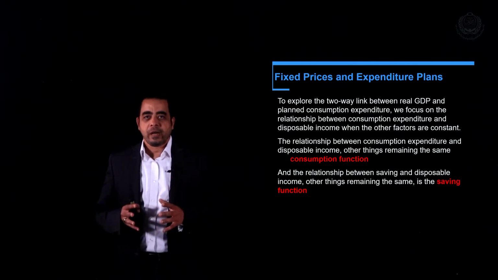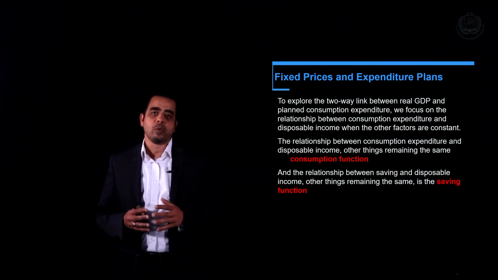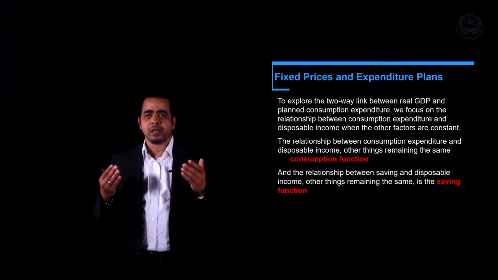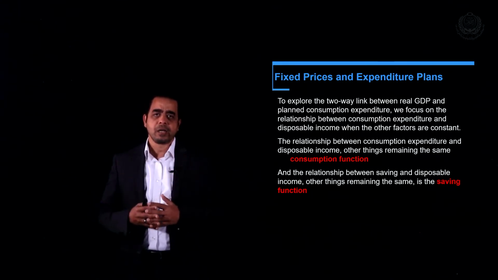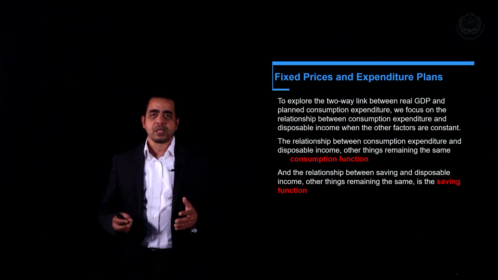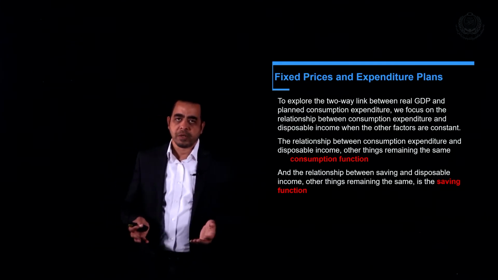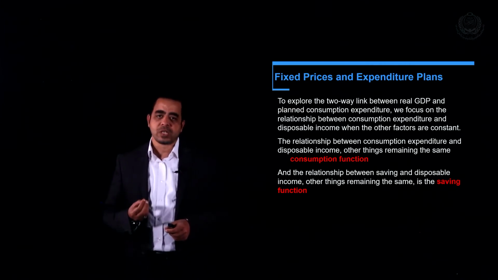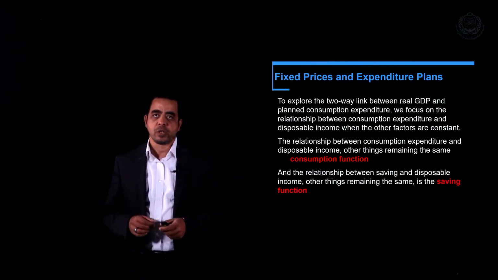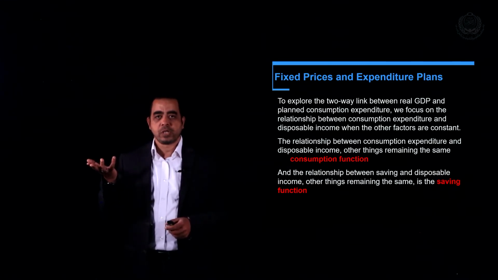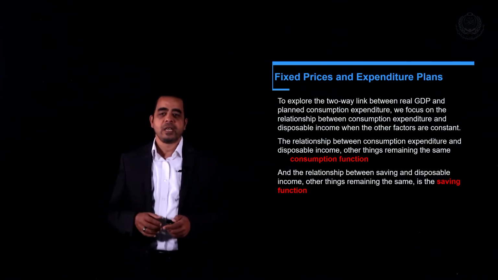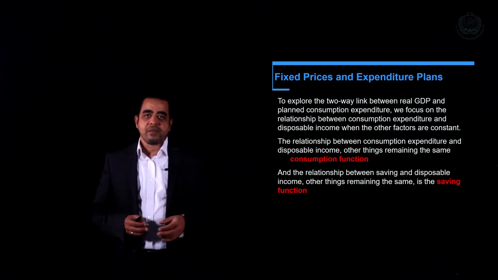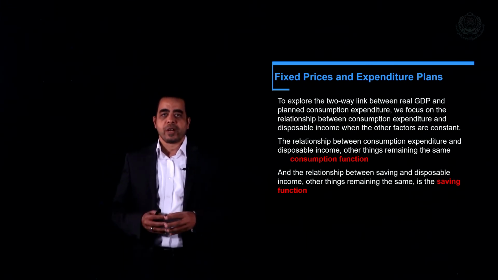If your income is higher, will your consumption be higher or lower? The answer is obvious. The higher my income, the higher is my consumption. Same case goes for everyone. The relationship between disposable income and consumption is a positive relationship. The higher your disposable income, the higher is your consumption. And what happens to the savings? Savings will go in the same direction.